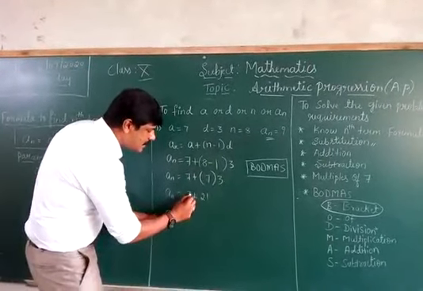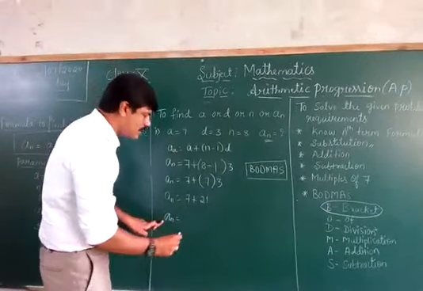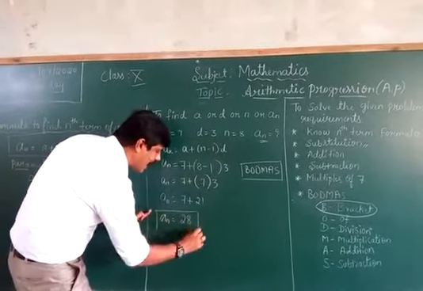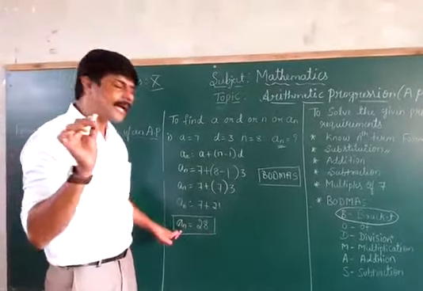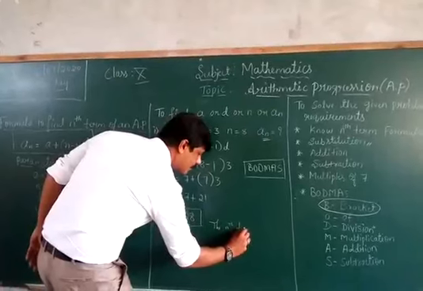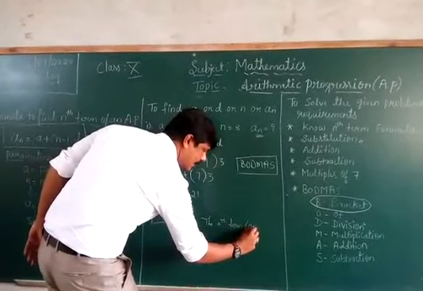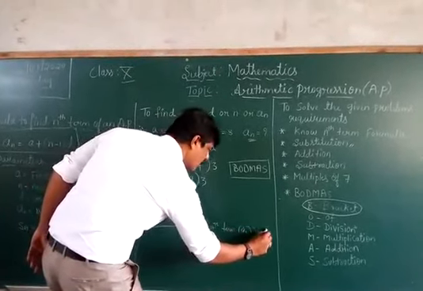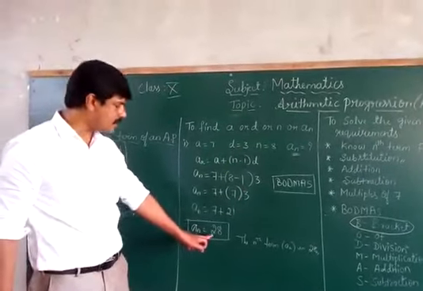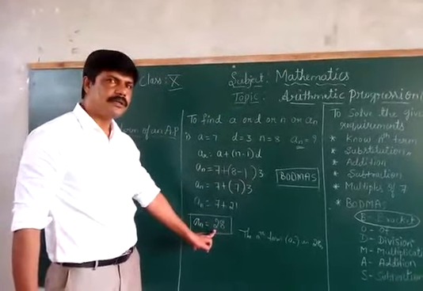AN is nothing but 7 plus 21. What is 7 plus 21? 7 plus 21 is 28. Now we have got the answer. What is the nth term? The nth term AN is 28. The answer for AN is 28. Understand, children? So understand properly.